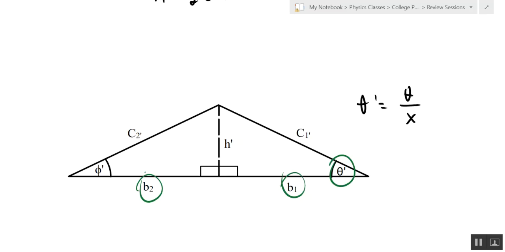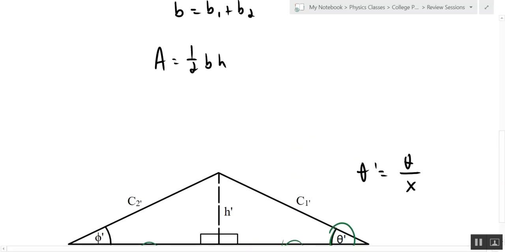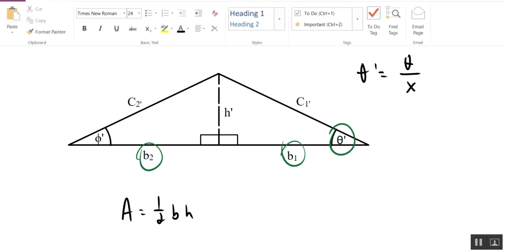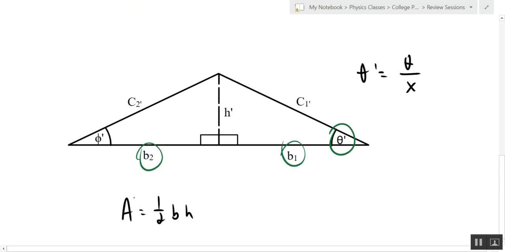But remember, all you're trying to do is find the area. So what is the area? Well, the area is this. But for the second triangle, the area is 1/2 base times height. Does the base change for the second triangle? No, it's the same base as before. So all you have to do is really find the new height. That's what you're trying to do.